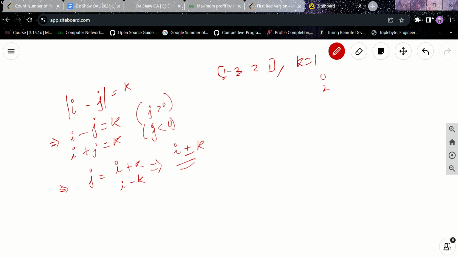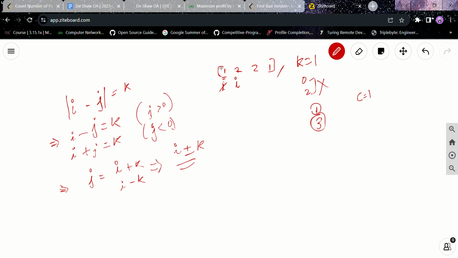Have we visited 2 when we were here? We haven't visited any element other than 1. So right now both 0 and 2 are not visited. When i goes here, we'll see 2 minus 1 will give 1, and 2 plus 1 will give 3. Have we visited either 1 or 3? Yes, we have visited 1 once. So we will increment our counter, because we have got the j that satisfies this equation.